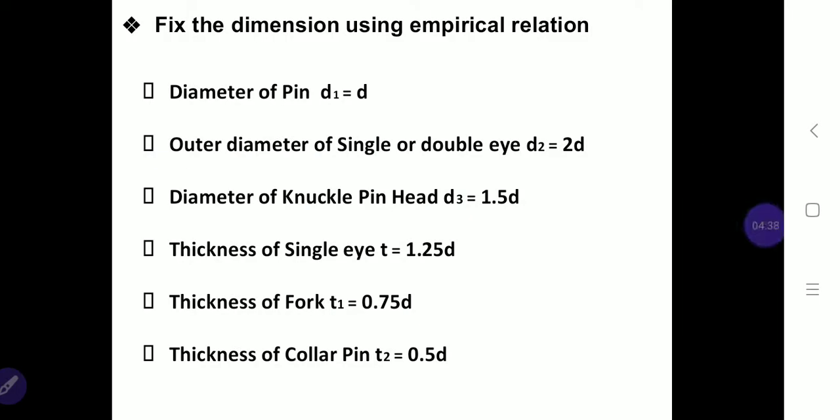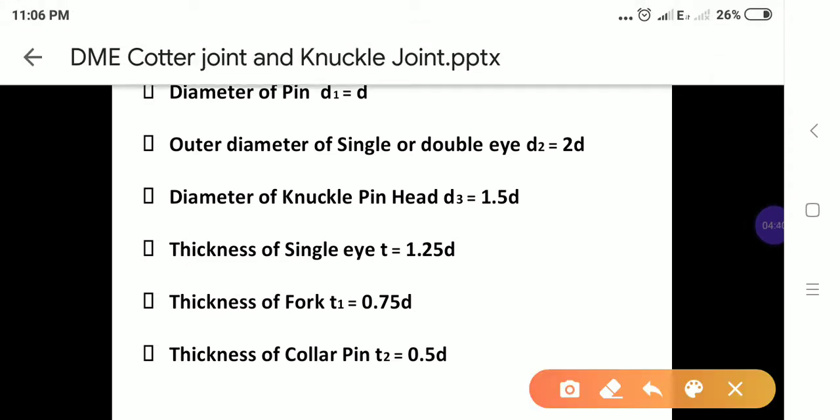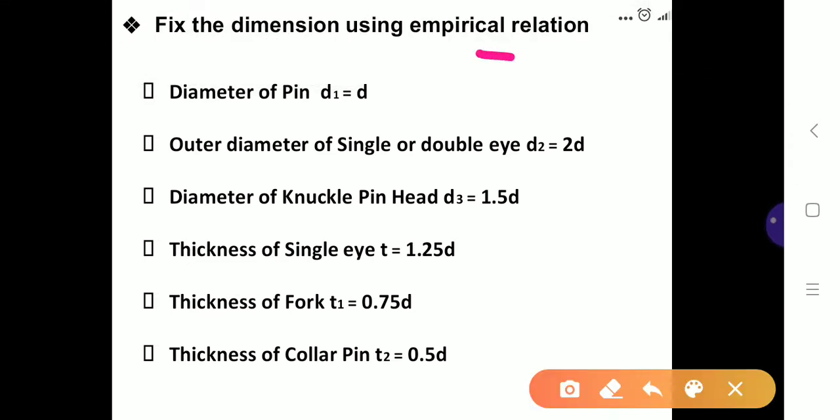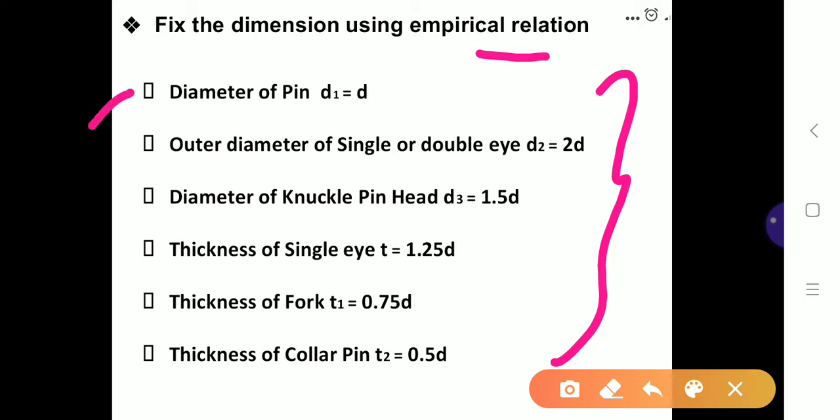Now the empirical relations are used for design of knuckle joint. Many times the design of knuckle joint is a lengthy procedure, so we can use these empirical relations for manufacturing of knuckle joint. The first is the diameter of pin, or we can say diameter of knuckle pin. D1 is equal to D, where D means diameter of rod.